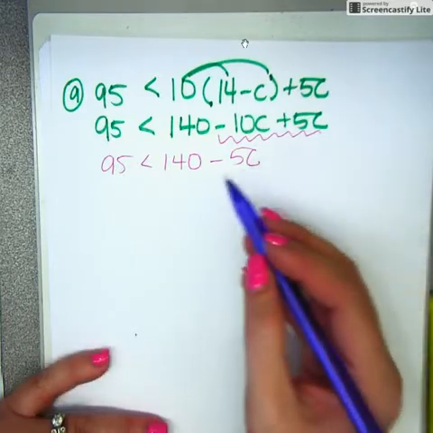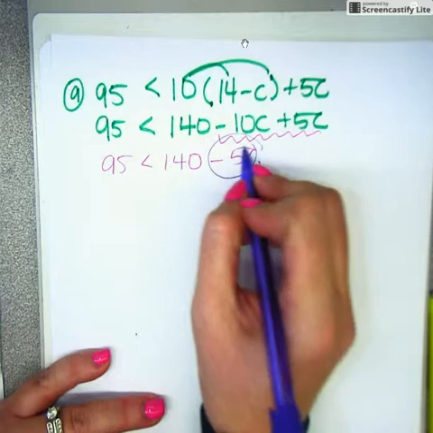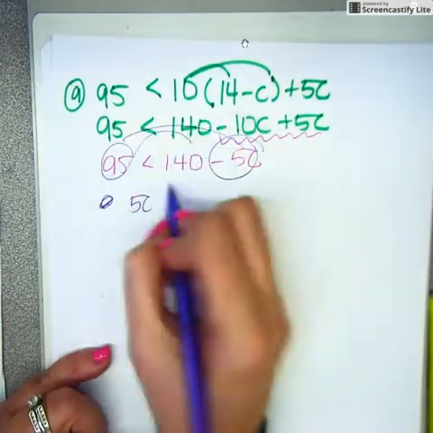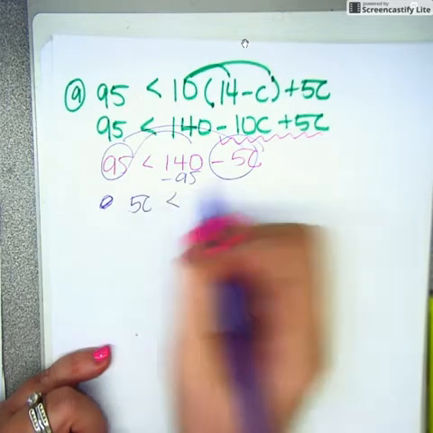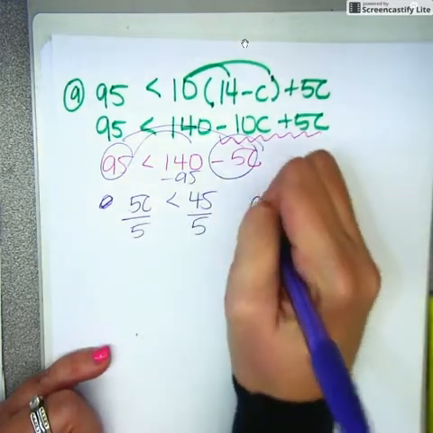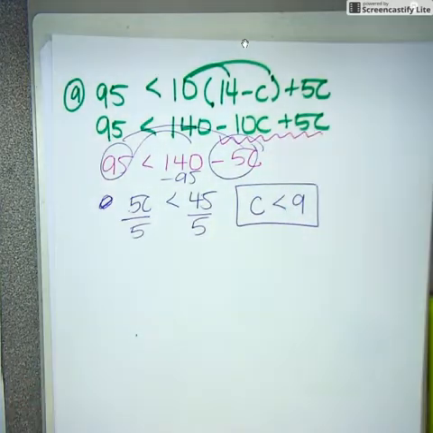Okay, you can do it either way. You can move the 140 or you can move the negative 5 and the 95. I'm going to move the negative 5 to make it positive. And I'm going to move the 95. And then when I divide, I don't have to flip my sign because I did not divide by a negative. If you move the 140 and divide by negative 5, you will have to flip your sign, and then you'll have to flip it again to get your letter on the left.